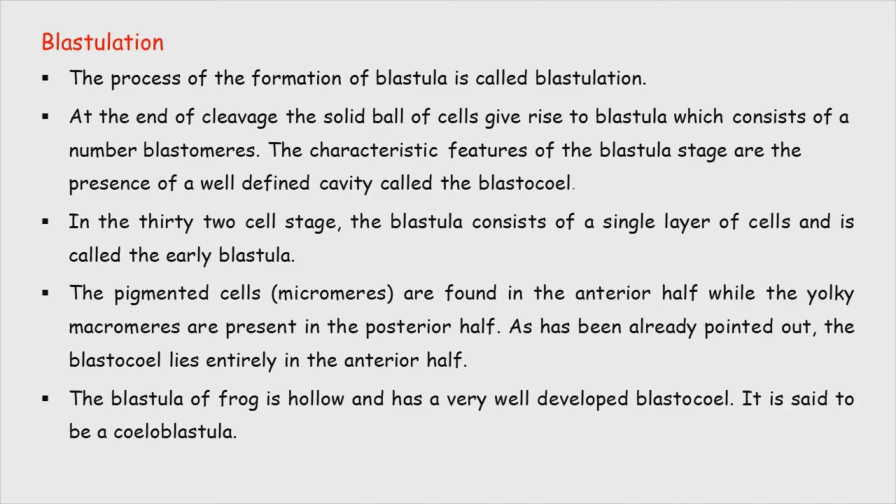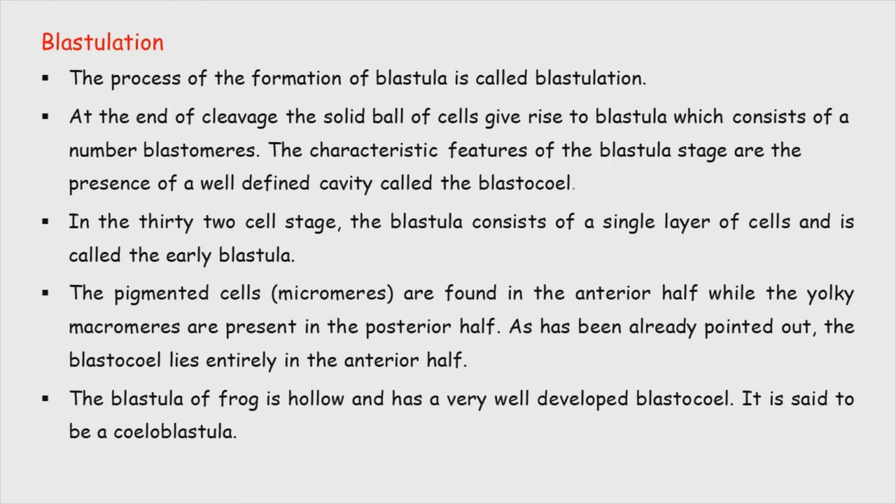In the 32 cell stage, blastula consists of a single layer of cells, and it is called the early blastula. When 32 cells are there, there is also a starting of the formation of blastocoel. At that stage, the blastula is called as the early blastula, and pigmented cells which are present on the animal pole region, and which we call micromeres, are found in the anterior half, while the yolky macromeres are present in the posterior half of the blastula. And as has been already pointed out, the blastocoel lies entirely in the anterior half because of the presence of yolk in the vegetal half region.